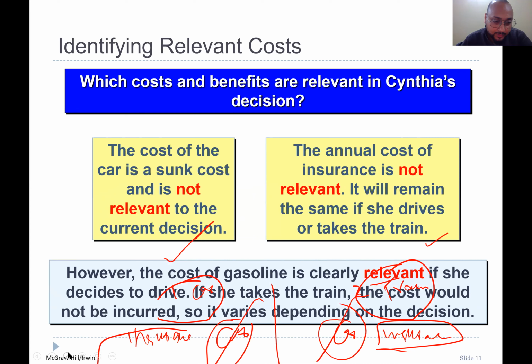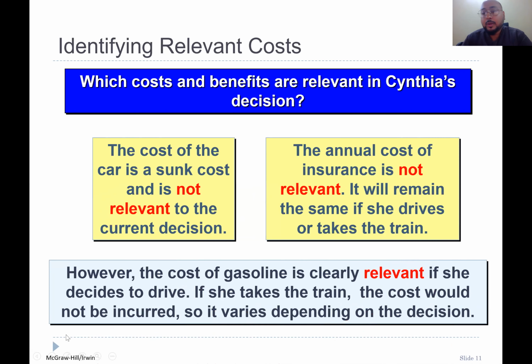Let me remove this mess here. So the cost of gasoline is clearly a relevant cost, right? Because if she goes by car, she needs to fill her car gas tank and pay for the petrol or gasoline prices. But if she goes by train, she doesn't have to pay for the gasoline. So it means these two alternatives differ, right? So this is relevant.